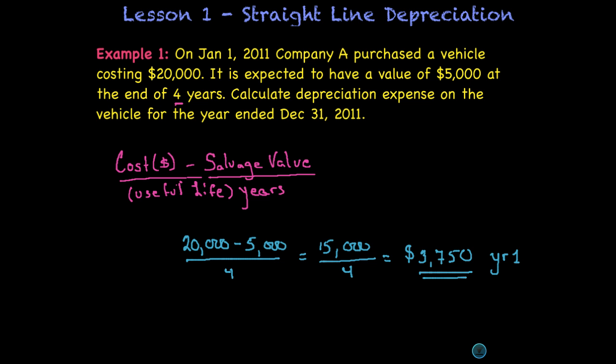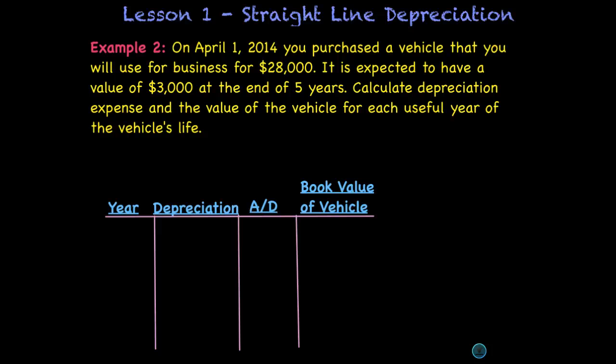All right, let's look at a more detailed example. Let's look at something that's called partial period depreciation. And when do we use this? We use this when we don't buy a vehicle on January 1.